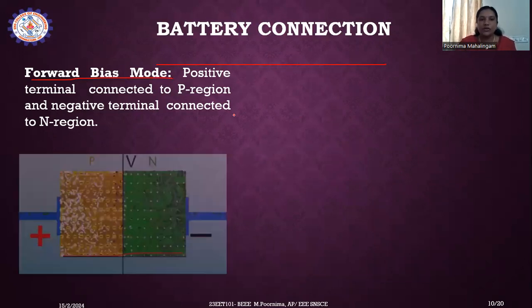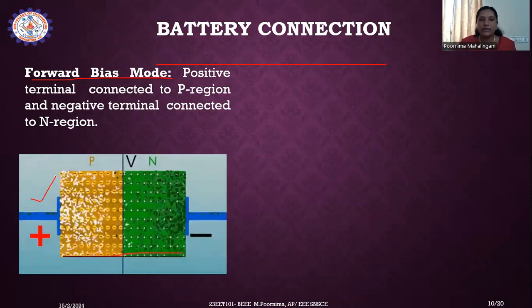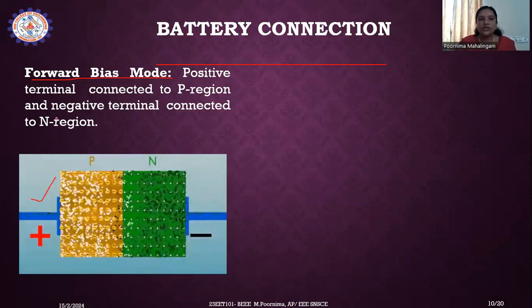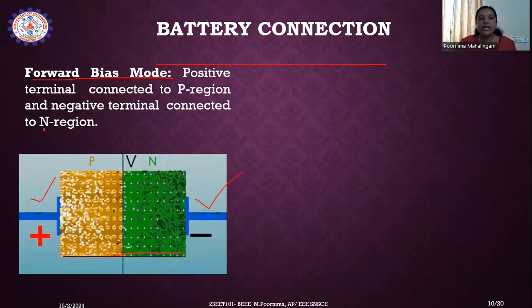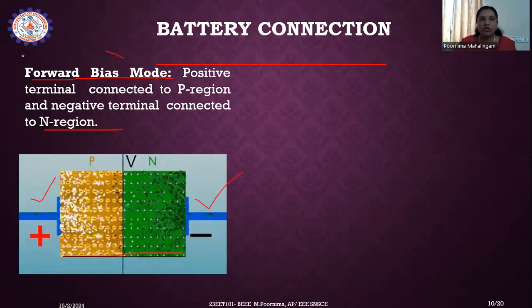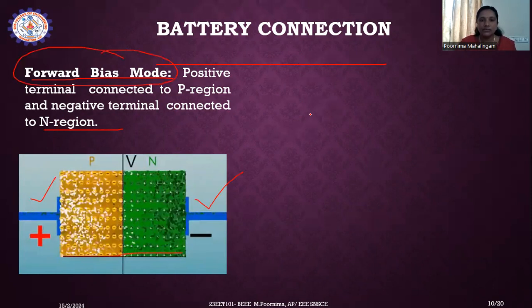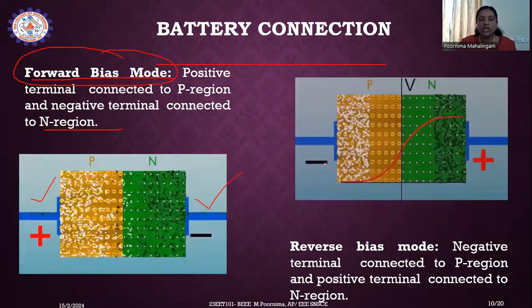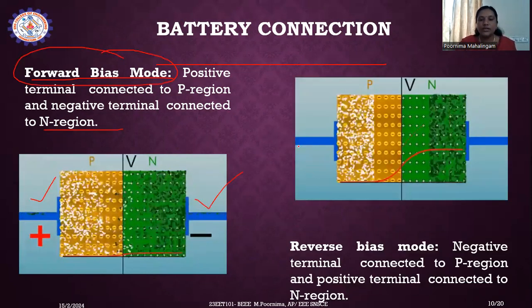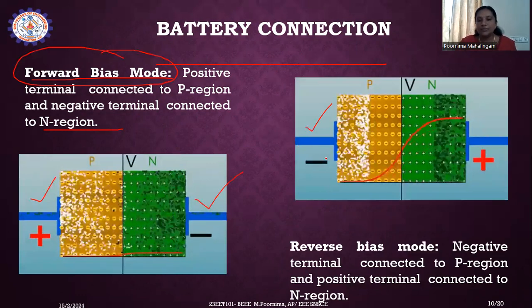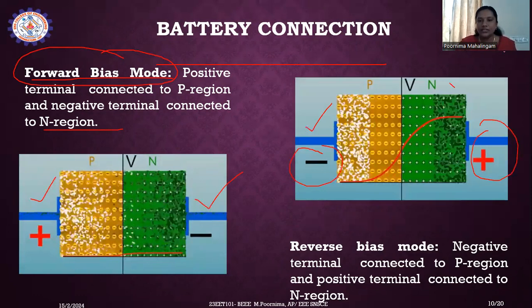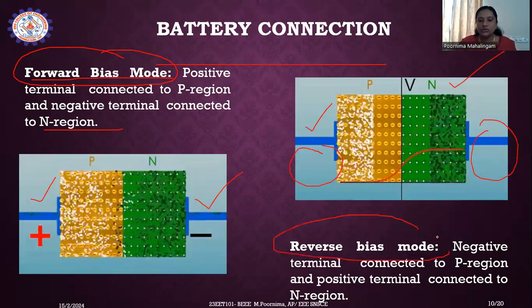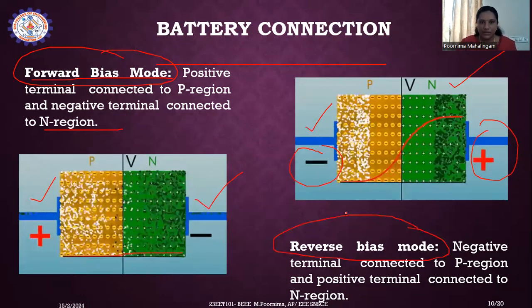When the positive terminal of the battery is connected to the P region and the negative terminal of the battery is connected with the N region, it is known as forward bias mode. In reverse bias mode, the negative terminal is connected with the P region and the positive terminal is connected with the N region. This mode of operation is known as reverse bias.